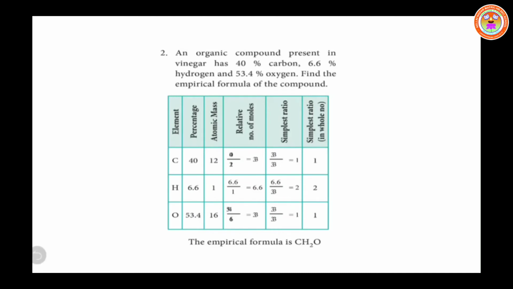Therefore the simplest ratio of the elements is 1:2:1. Here the simplest ratio is in whole number, so write it as it is in the last column. Therefore the simplest ratio in whole number is 1:2:1. Therefore the empirical formula of the compound is CH2O. Understand? It is also one of the important 3 mark sums.